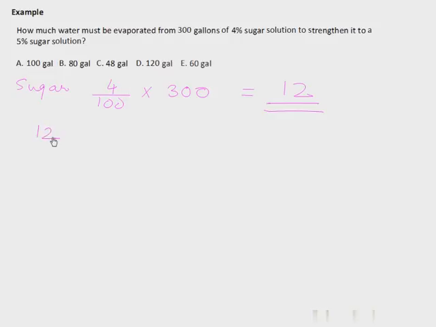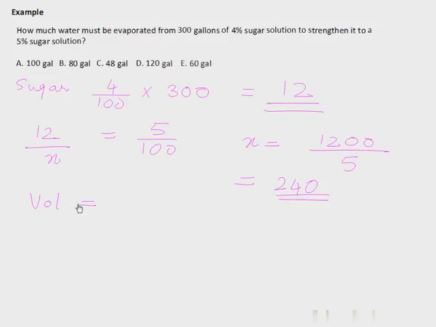So 12 is to X as 5 is to 100. 12 is now 5% of X. So let's solve for X. So X is 1200 by 5, which is 240. So the final volume of the mixture is 240 gallons.